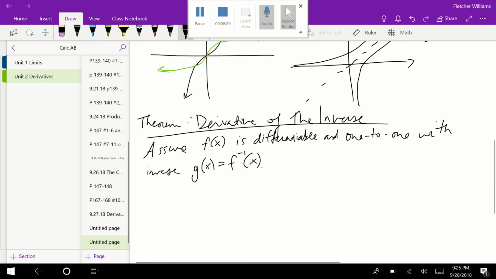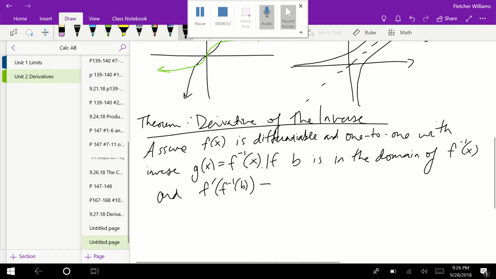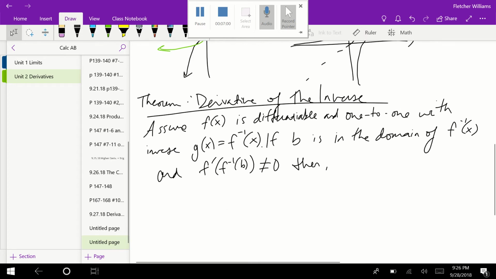Okay, so then we say if b is in the domain of f inverse and the derivative of f at f inverse of b is not equal to 0, and you'll see why that's important in just a second, then f inverse prime of b is equal to 1 over f prime of f inverse of b.